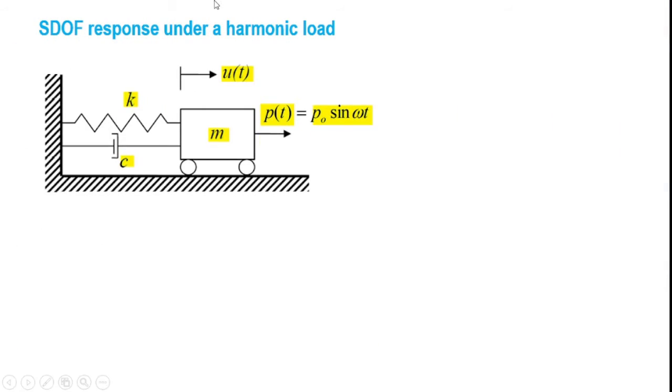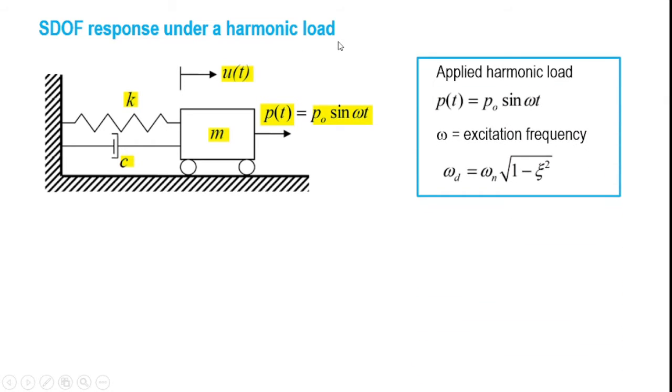As you can see, today we will analyze in detail the response of a single degree of freedom system that is subjected to a harmonic load. This is a system with a stiffness K, the mass M, the damping C, and the response is given by U(t), and the system is subjected to a harmonic load defined as P(t) equal to P0 sine of omega t. Here remember that P0 is the amplitude of the excitation force and omega is the excitation frequency.